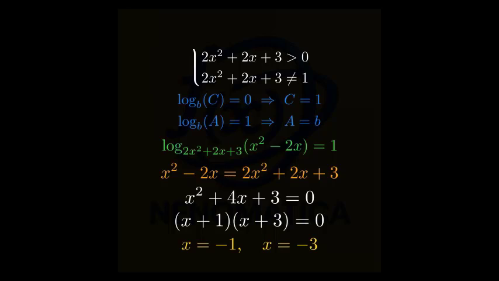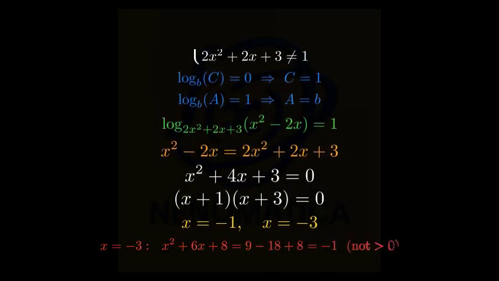Step 4. Check the domain conditions for each candidate. First, plug in x equals -3 into the outer base x squared plus 6x plus 8. That equals -1, which is not positive, so x equals -3 is rejected.